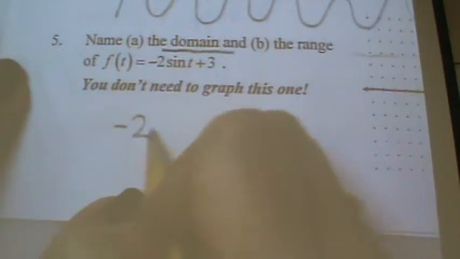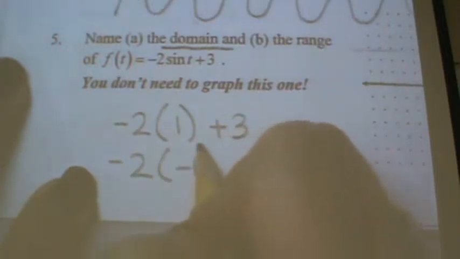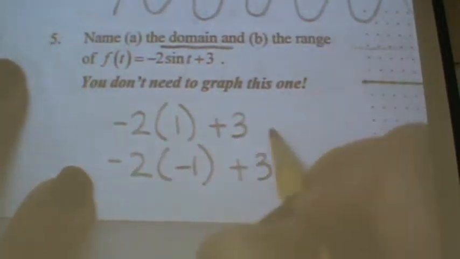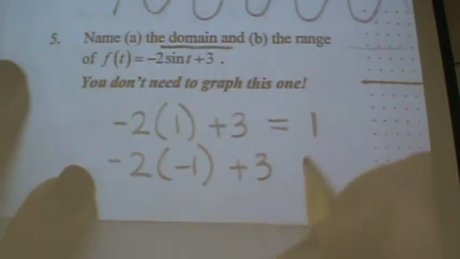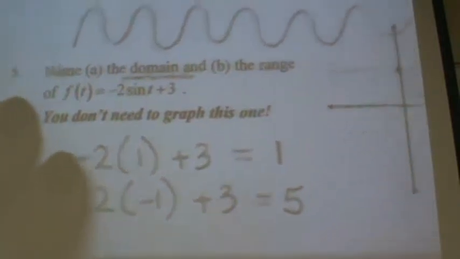Now there was a shortcut we showed you how to do the range for this one. Does anyone remember what it is? Plug in 1 and negative 1. Mm-hmm. So right here you could plug in a 1 and do a negative 1. And you will get 1 and you will get 5. Now what if it were the tangent graph?